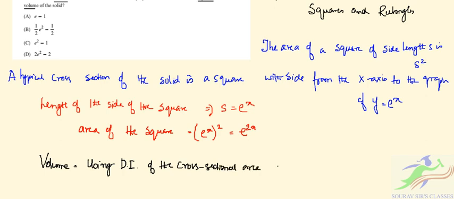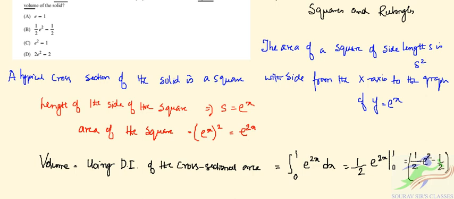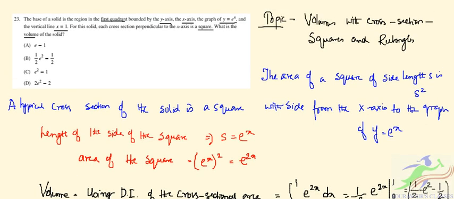Right? So if we write this, it will be the integral from 0 to 1 of e to the power 2x dx, right? So it is simply 1 by 2 e to the power 2x from 0 to 1. So from here you can write this, it will be 1 by 2 e square minus half. So which one is the correct option? Here you can see that option B is the correct one for question number 23: half e square minus half.